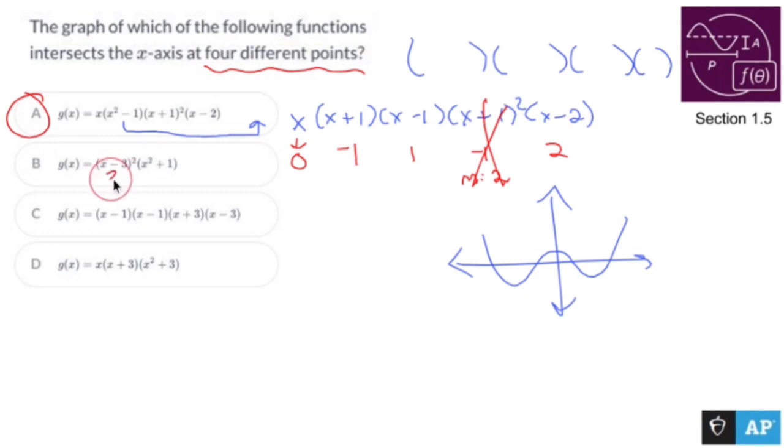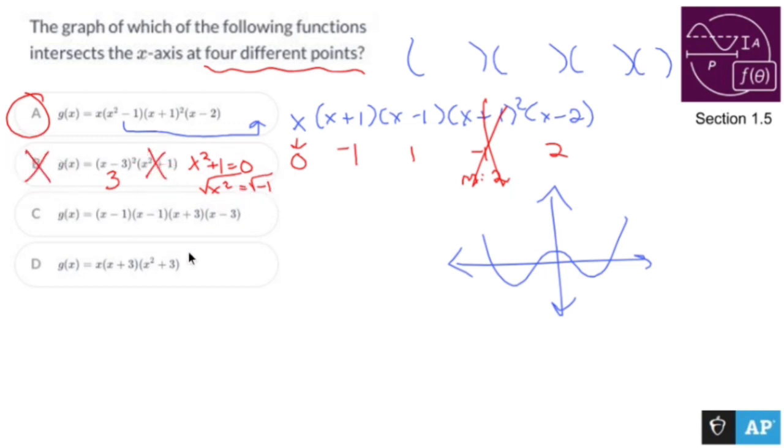Well, B only goes through 3. And this guy, technically, if you were to try to factor that, you can't. And if you were to try to solve that, set it equal to 0, thinking zero product property thoughts, you would get a complex number because you would subtract 1, get -1, and try to take the square root of a negative number. Can't do it. That's complex. So this one only has 1.